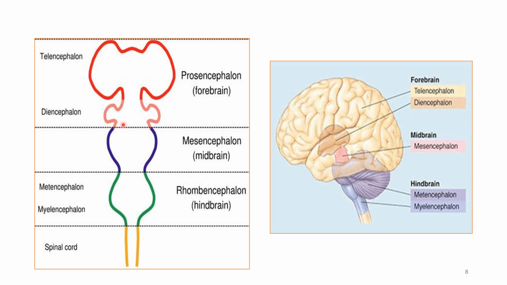If you see the embryological development of the brain, I already told you this is the prosencephalon or forebrain. From this forebrain, telencephalon and diencephalon will develop. This is the midbrain or mesencephalon. This is the hindbrain or rhombencephalon, which is again divided into metencephalon and myelencephalon. Here you can see it clearly. Forebrain consists of telencephalon and diencephalon. Midbrain consists of mesencephalon. Hindbrain consists of metencephalon and myelencephalon.